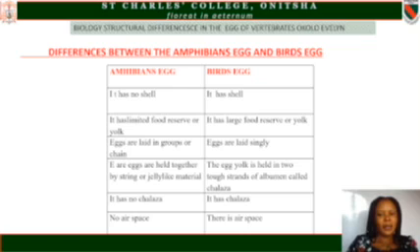On the side of the birds, the egg yolk is held in 2 twisted strands of albumin called chalaza. On the side of the amphibian, it has no chalaza. On the side of the bird's egg, it has chalaza. The last one, amphibian eggs do not have an air space, but there is an air space in the bird's egg.